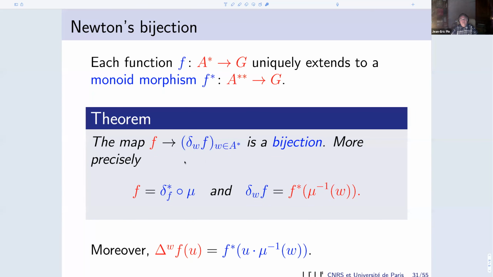And if you want to make things precise using our previous notation, you get this. F is equal to delta star F composed with mu, and delta W of F is F star of mu inverse of W. I forgot to say that F star was the extension of F to a monomorphism from A star star to G. Okay, so it's again a bit abstract, but we got exactly what we wanted. We got the Newton's bijection.